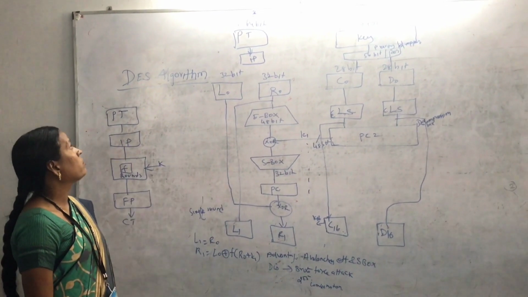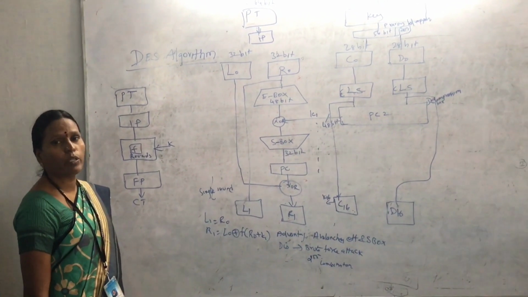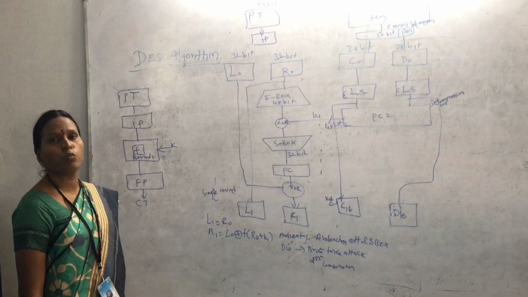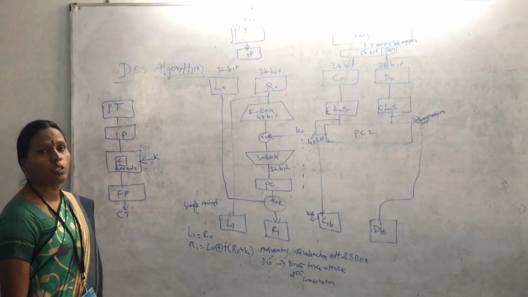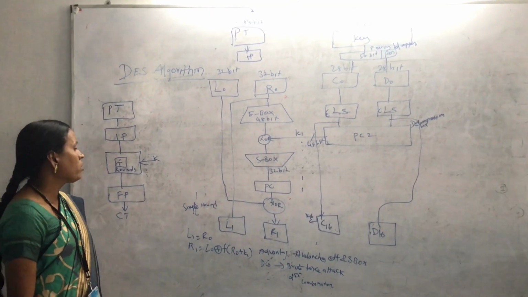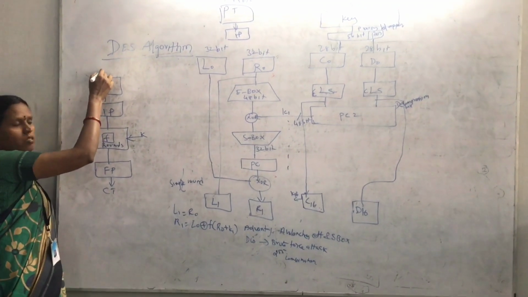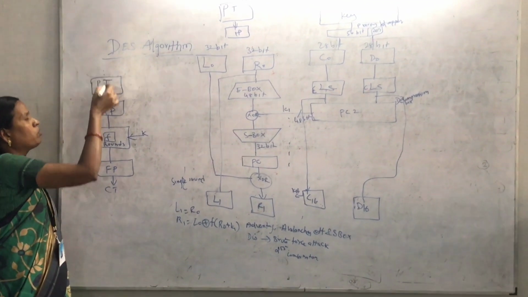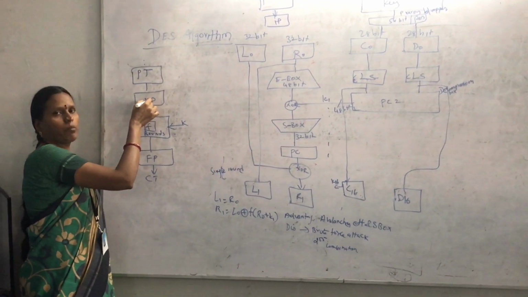Now let us see the DES algorithm. The input of the DES algorithm is 64 bits, and the key is also 64 bits. Using these two parameters, we encrypt and decrypt with the DES algorithm. For the structure of the DES algorithm, first we take the 64 bits as the plain text, and then we perform the initial permutation on this plain text.